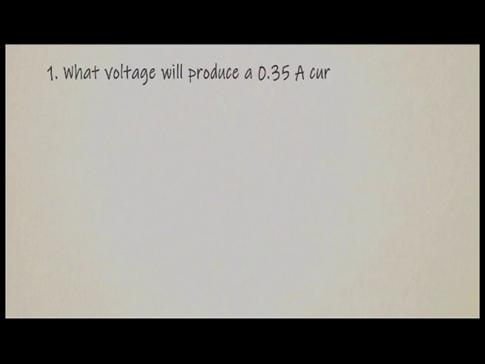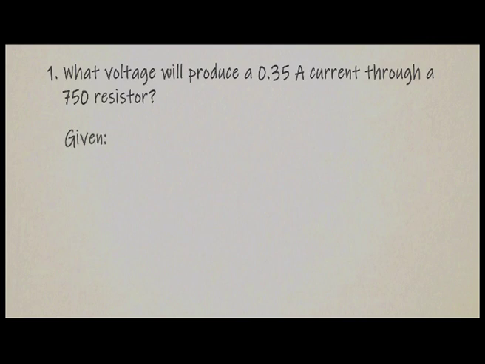Question number 1. What voltage will produce a 0.35 ampere current through a 750 ohm resistor? Okay, as we are very much used to, when we see such kind of problem, first we list the given things. In this case, the given things are I is equal to 0.35 amperes and R is equal to 750 ohms.